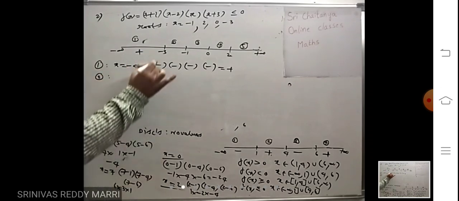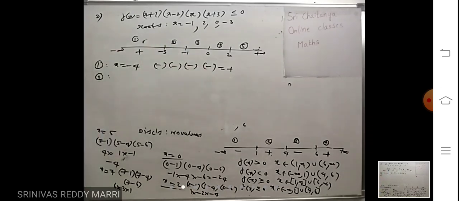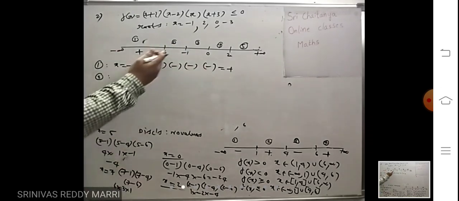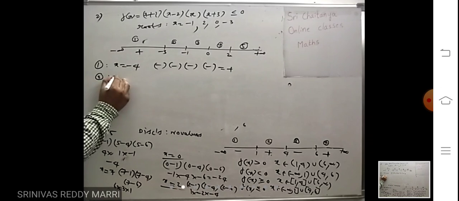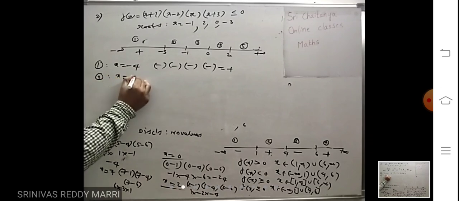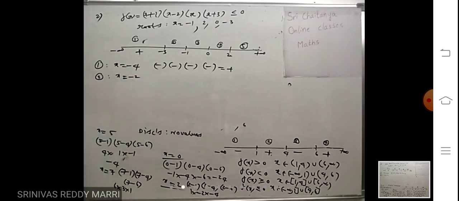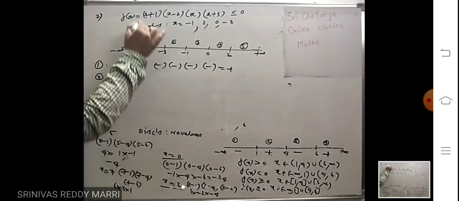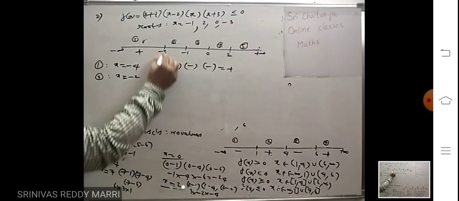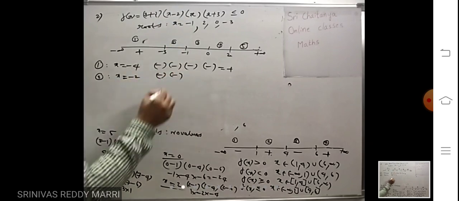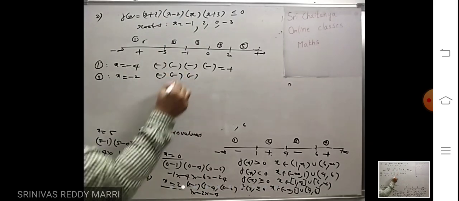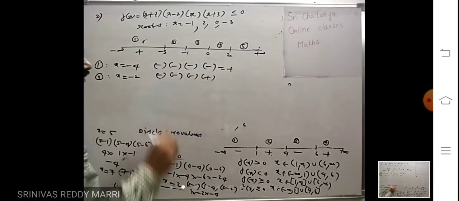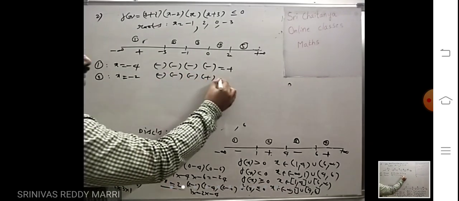In the second interval, minus 3 to minus 1, take any value. Let x equal minus 2. Substitute in f of x. Minus 2 plus 1 is negative, minus 2 minus 2 is negative, minus 2 is negative, minus 2 plus 3 is positive. What you will get? Here you will get minus.